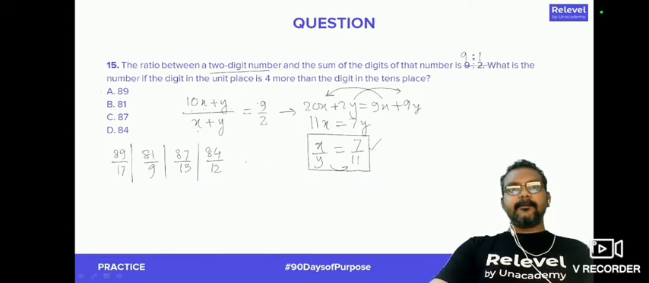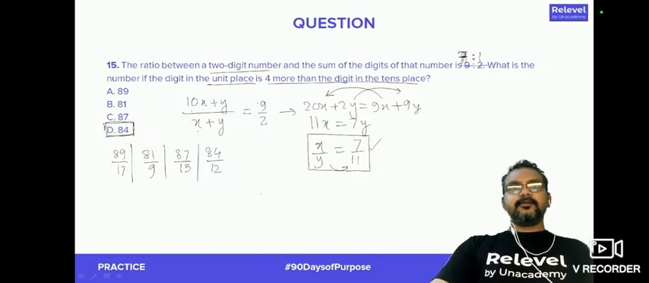Okay. But the digit in the units place is 4 more than the digit in the tens place. That also does not match. That only matches for this 84. So I believe the ratio is wrongly mentioned here as 9 is to 2. So it should have been like 7 is to 1.